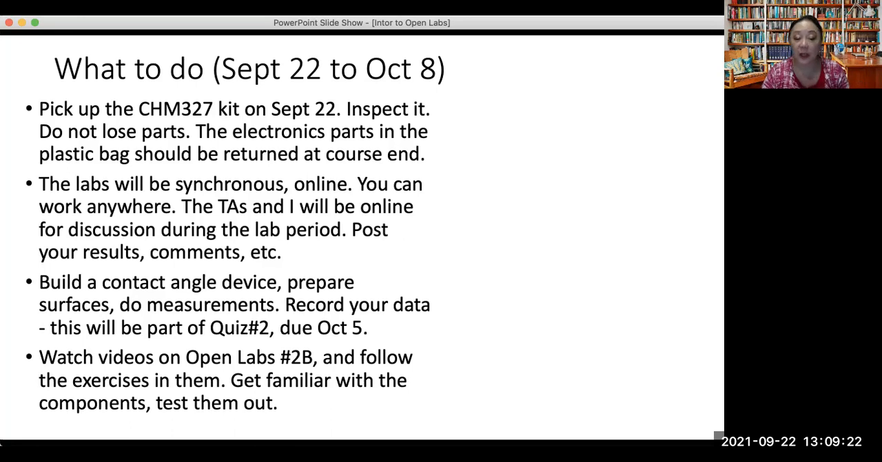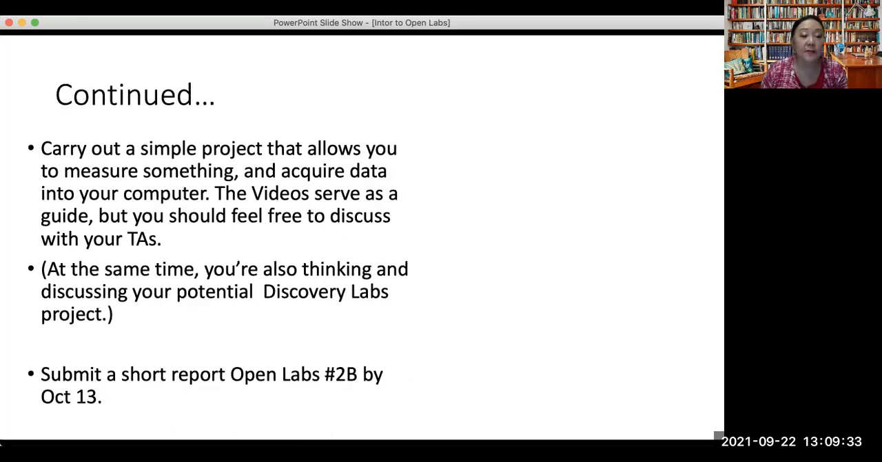And then you watch the videos on Open Labs 2, which is the electronics component. And there are some exercises that are suggested in that video. Get familiar with the components that were given to you, test them out, and then carry out a mini project that allows you to measure something. This is your chance. You have at least 3 different sensors in them. You can figure out what little question you can answer in your surroundings and gather the data, feed it into the computer.